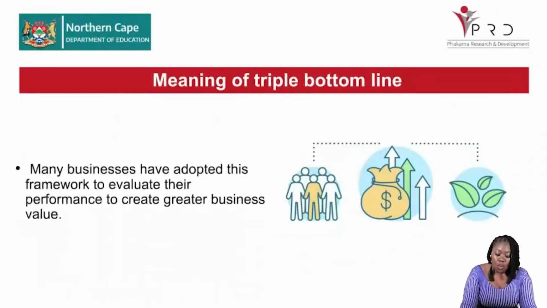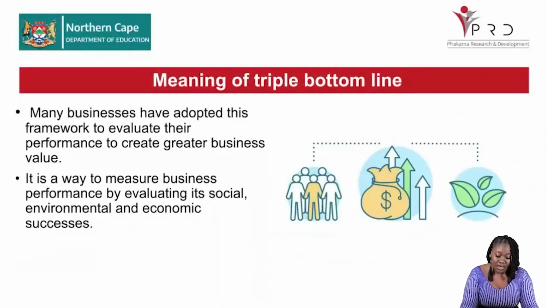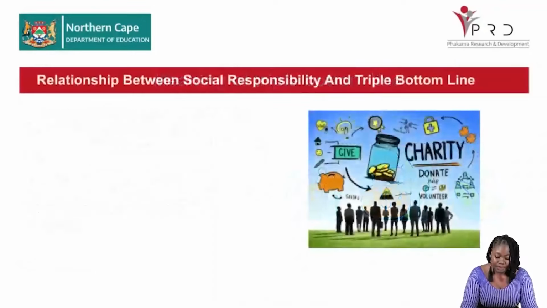Okay, now many businesses have adopted this framework to evaluate their performance to create greater business value. So many businesses use this framework in order to actually evaluate their performance on people, their performance on the planet, and also on profits. Okay, also the triple bottom line is a way to measure business performance by evaluating the social, the environmental, and the economic success of the business.